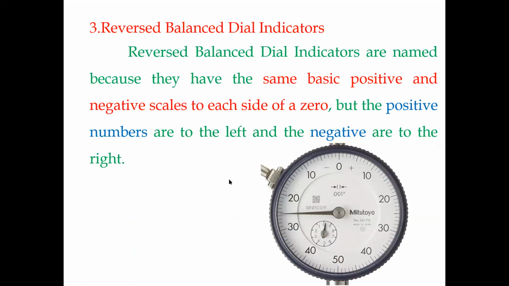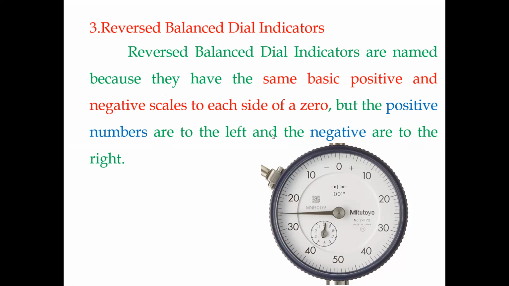Right. Next, go for reversed balanced dial indicators. It is balanced. That means it consists of a right-hand side and a left-hand side, with markings that are positive and negative.